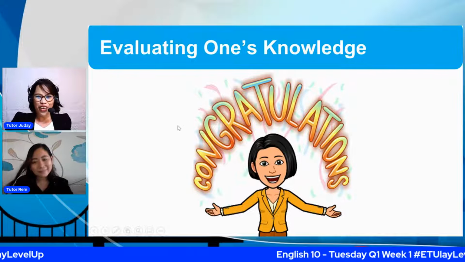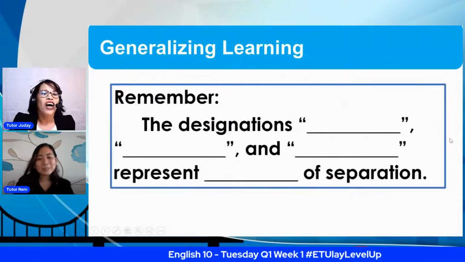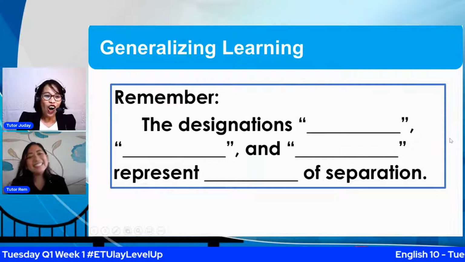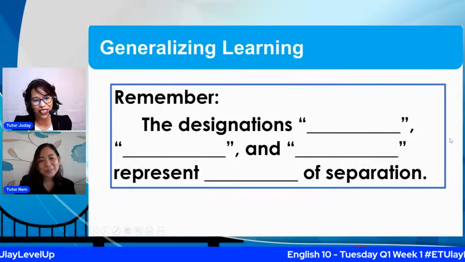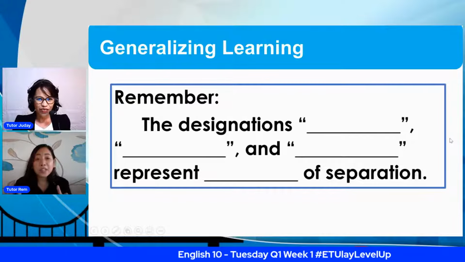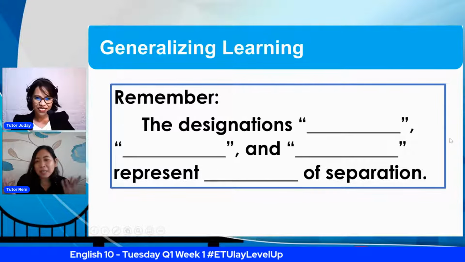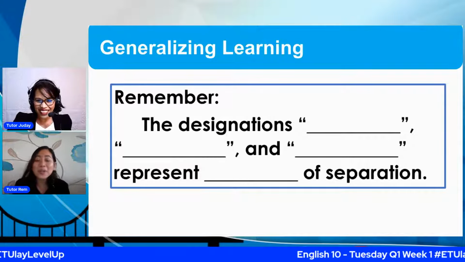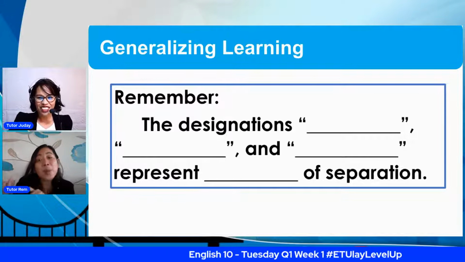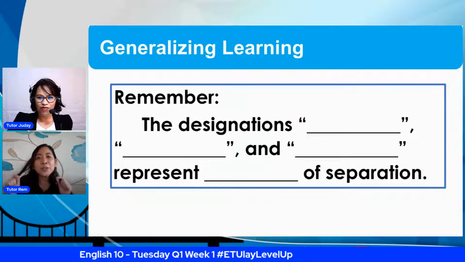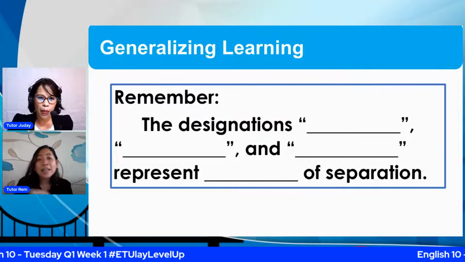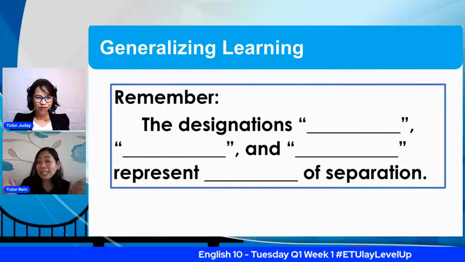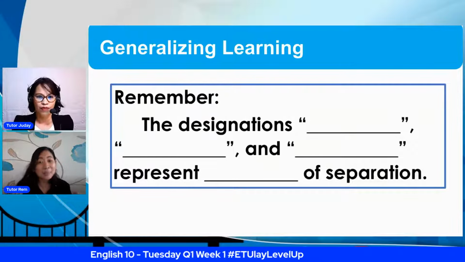Okay, so this time, let's have our generalization. Tour Guide Ram, what should our wanderers remember? We have a souvenir for you, one of the souvenirs that you will be receiving from this destination, from this tour. You are going to fill in the blank. Just type at the comment box your answer to these blanks. First, the designations blank, blank, and blank represent blank of separation.